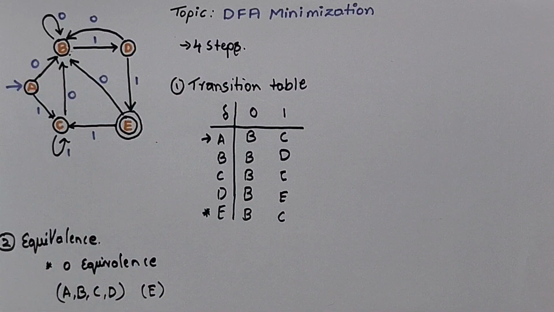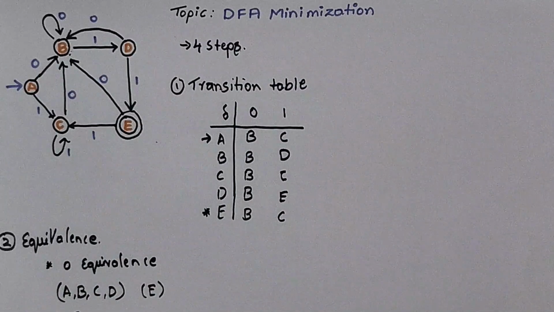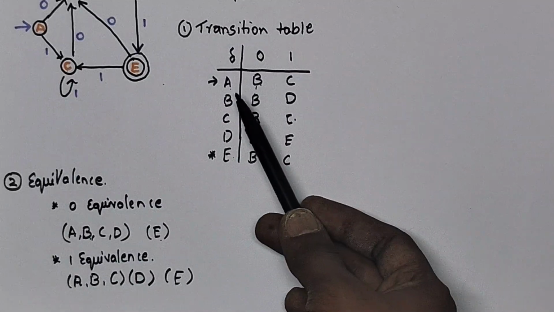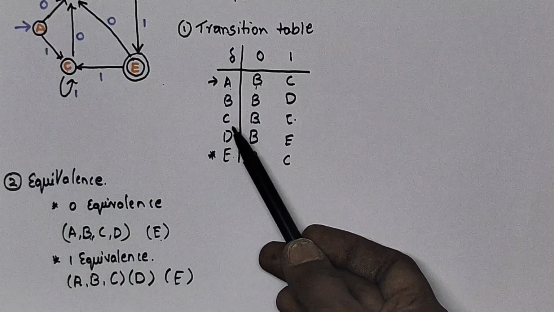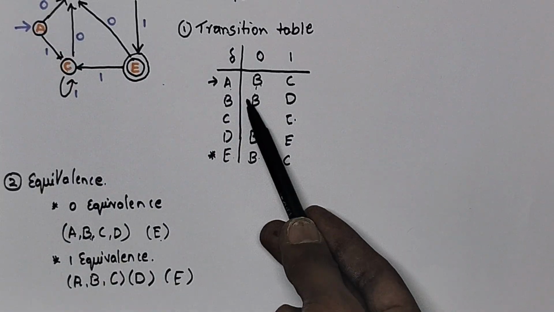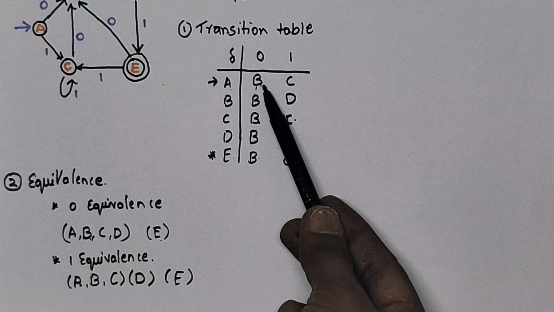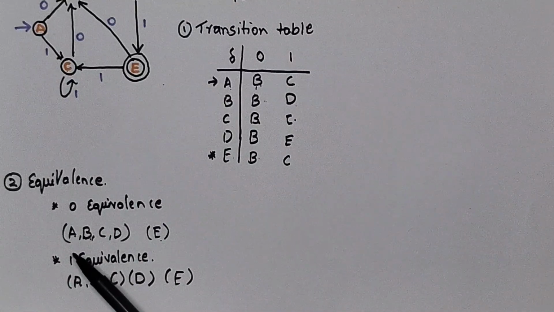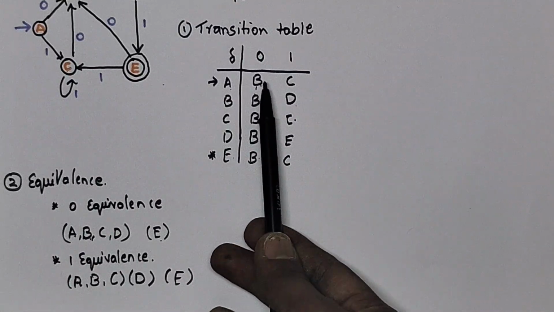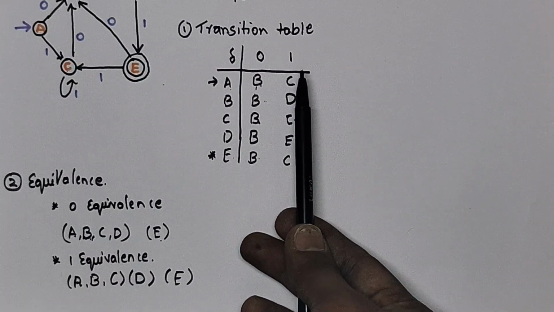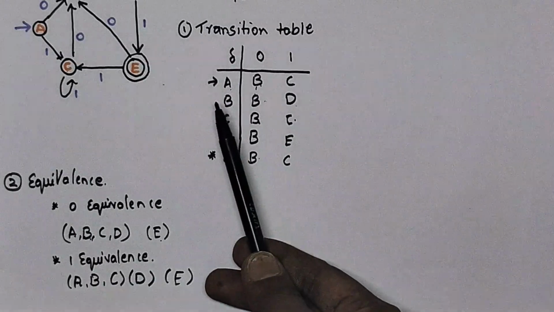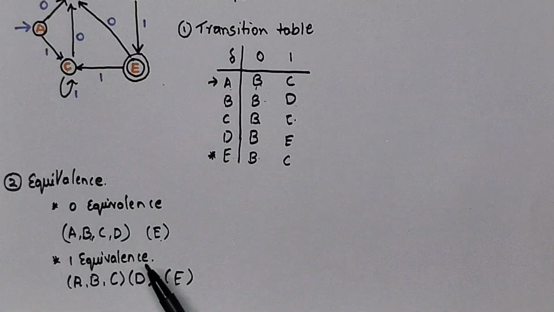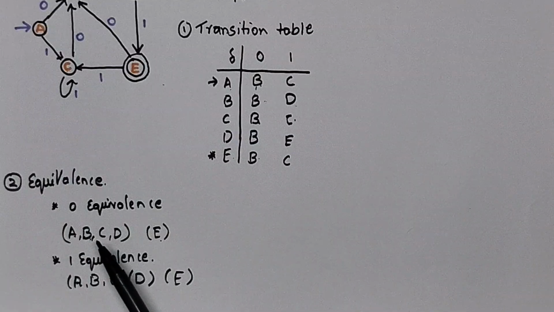So let's check the relationship in the 1 equivalence. Here we will be checking the relationship among A, B, C, D, because A, B, C, D are in the same group. First let's check for A and B. A and B, for 0 they are moving to B, and for 1 they are moving to C and D. B is in the same group for 0. For 1, A is moving to C and B is moving to D. So C and D both are in this group itself. So you can conclude A and B have the same relationship.